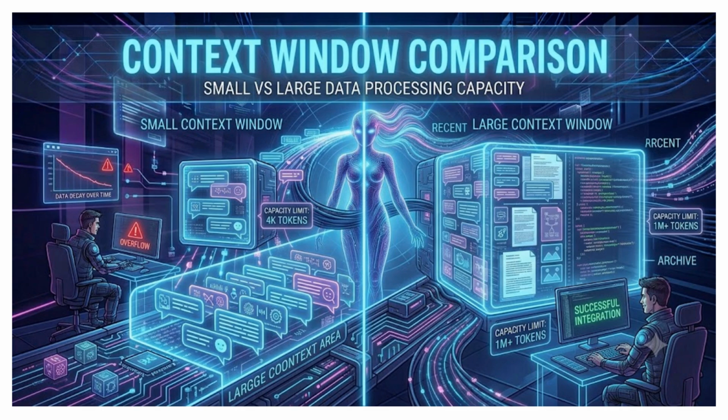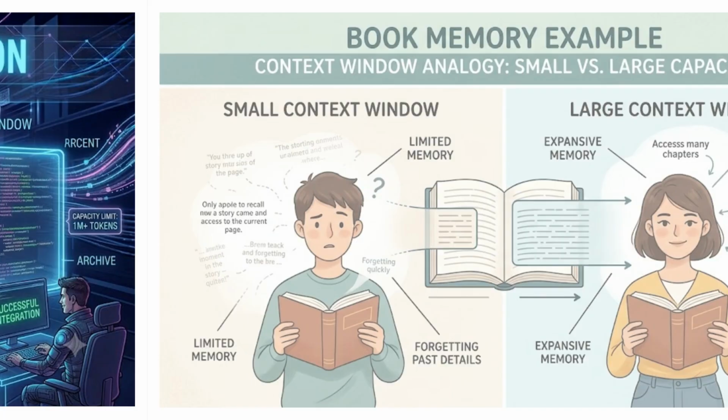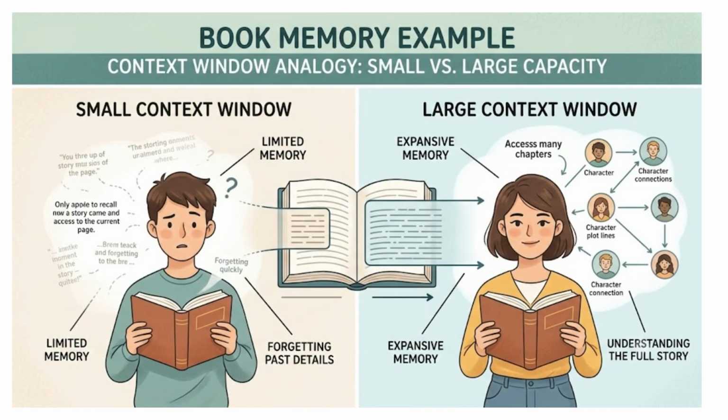A large context window can understand much longer chats, analyze large documents, and work with bigger coding projects. The larger the context window, the more information the AI can consider before generating its response. Imagine reading a book. If you remember only the last page, it becomes difficult to understand the whole story. But if you remember the last several chapters, you can easily follow the characters, the events, and the plot. A larger context window works the same way. It allows the AI to consider more information and produce better, more consistent responses.